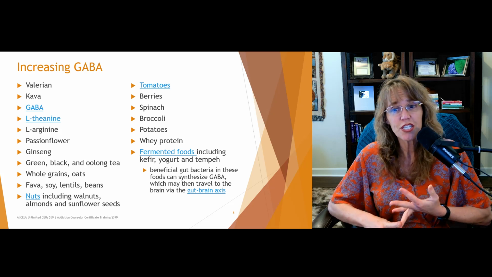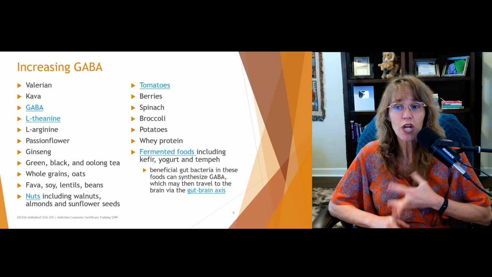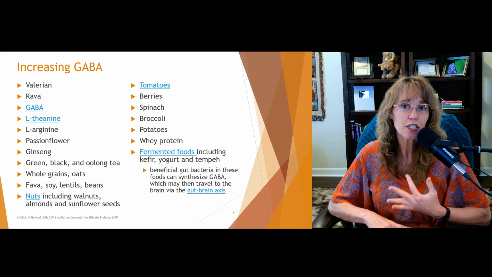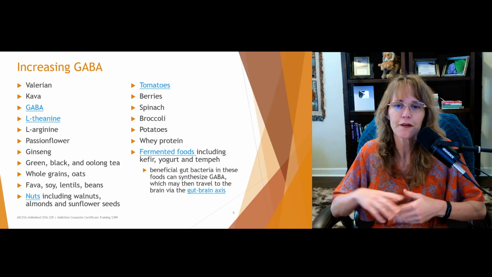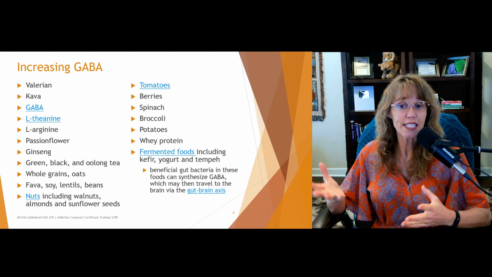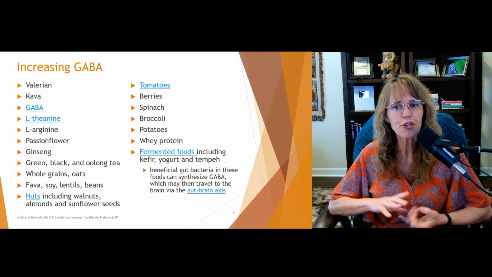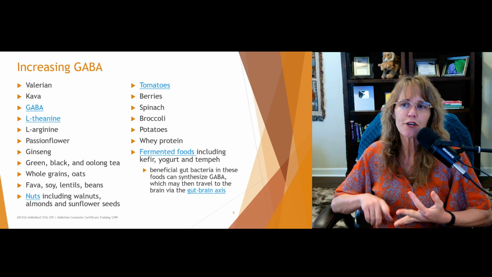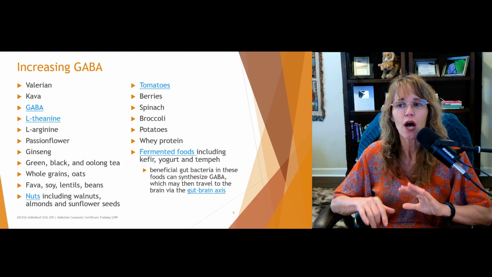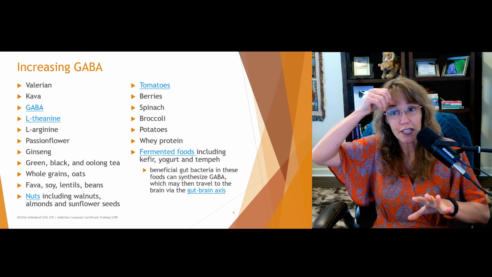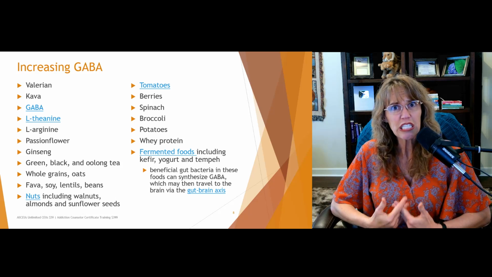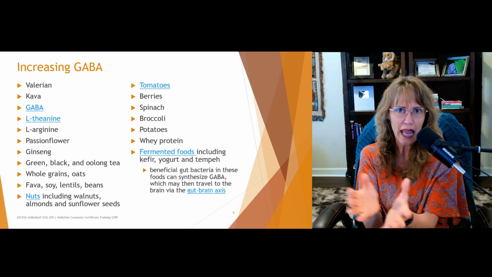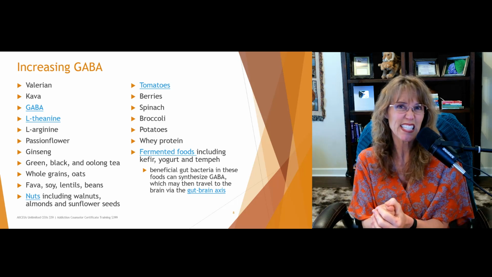Passion flower, ginseng, green, black, and oolong tea, whole grains, oats, fava, soy, lentils, and other beans. There's so many beans out there. All increase GABA. Nuts, including walnuts, almonds, and sunflower seeds, can help increase GABA, as well as tomatoes, berries, spinach, broccoli, potatoes, and whey protein. And as I mentioned earlier, we need to give our body the building blocks it needs to make GABA.